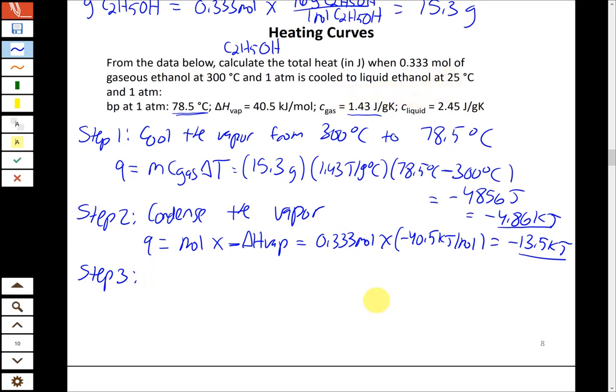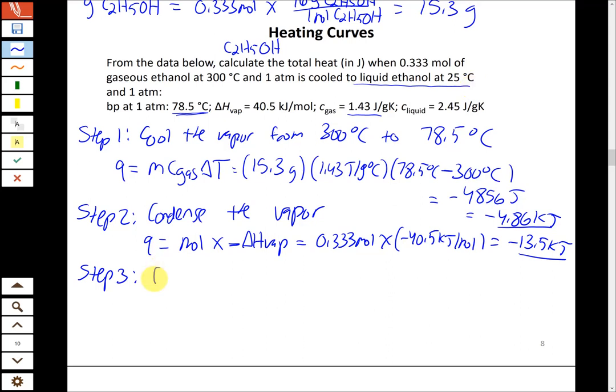I didn't give you the freezing point for ethanol, but the freezing point for ethanol is like minus 60 or minus 70, so it's really low, a lot lower than water. So you're not told what the freezing point is, and we're telling you that you're stopping at liquid ethanol. So we can assume that we're not going to go through another phase change. We're just going to cool it down to that final temperature.